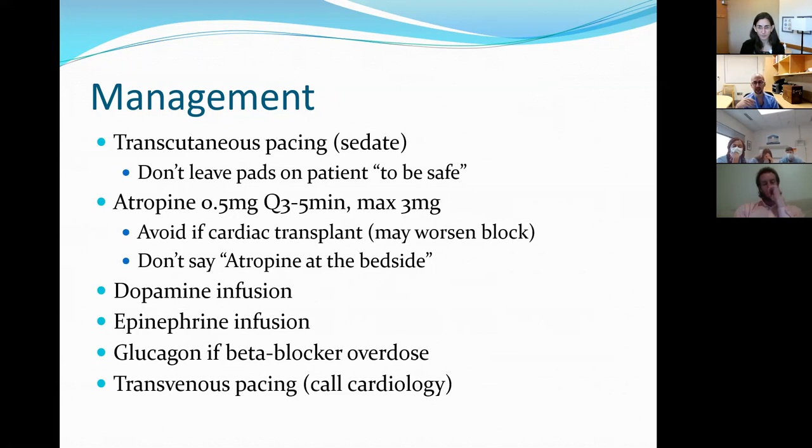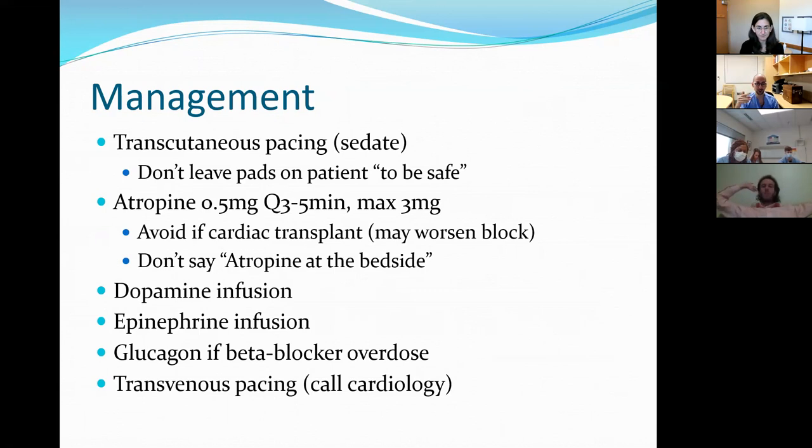But please sedate the patient because transcutaneous pacing hurts. And my one plea to you is don't leave pacer pads on a patient, quote, just to be safe. I did a research project with a former intern where we tried to look at how often those pads were used, and the answer was pretty much never. And then they just get itchy and irritable to the patient, and then the patient becomes irritable. So don't just leave the pads on a patient just to be safe.